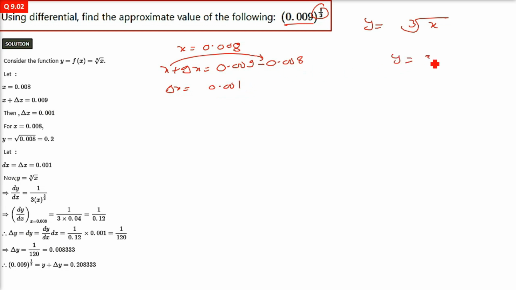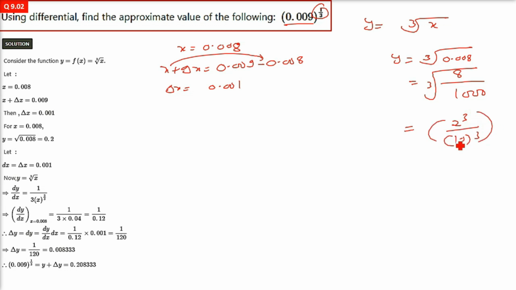That is delta x. Now y is cube root of x. So for 0.008, that is how we get the value of y. You can just write it as 8 divided by 1000. Cube root is what? 8 is 2 cube, and this is 10 cube, and for the cube root, you can just cancel these 3 powers. So 2 by 10, that is 0.2 it will be. So at x equals 0.008, y gets the value of 0.2, which we are going to use. Delta x we have already computed, 0.001.